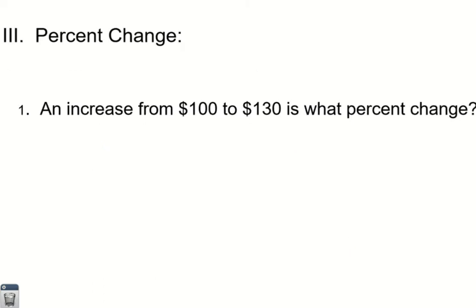Third type of problem, we're going to talk about percent change. Maybe the best example is something being on sale. You're getting 20% off. You're getting 15% off. If you're real lucky, you're getting like 50% off. Maybe the store is going out of business.